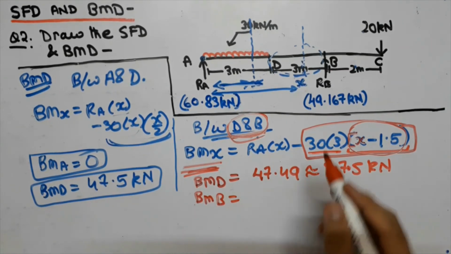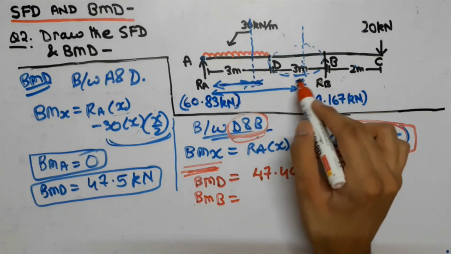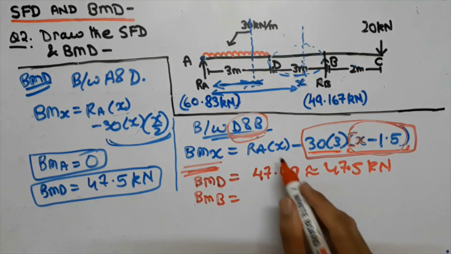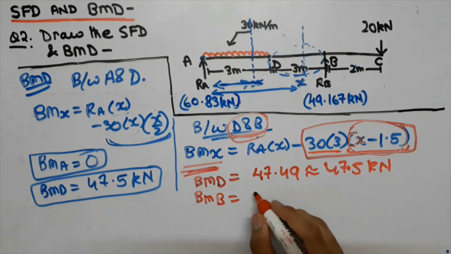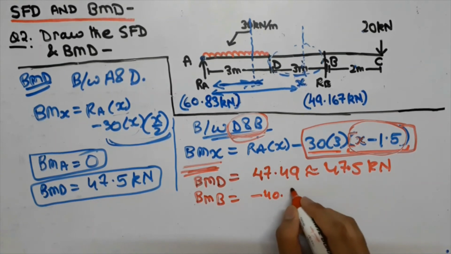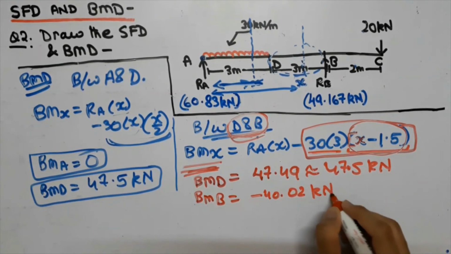Now guys, we are going to find bending moment at point B. That is, we can see that point B is at a distance of 6 meters from point A. So in this equation, we will replace x by 6. On doing that, you will get the value of BMB as minus 40.02 kilonewton.